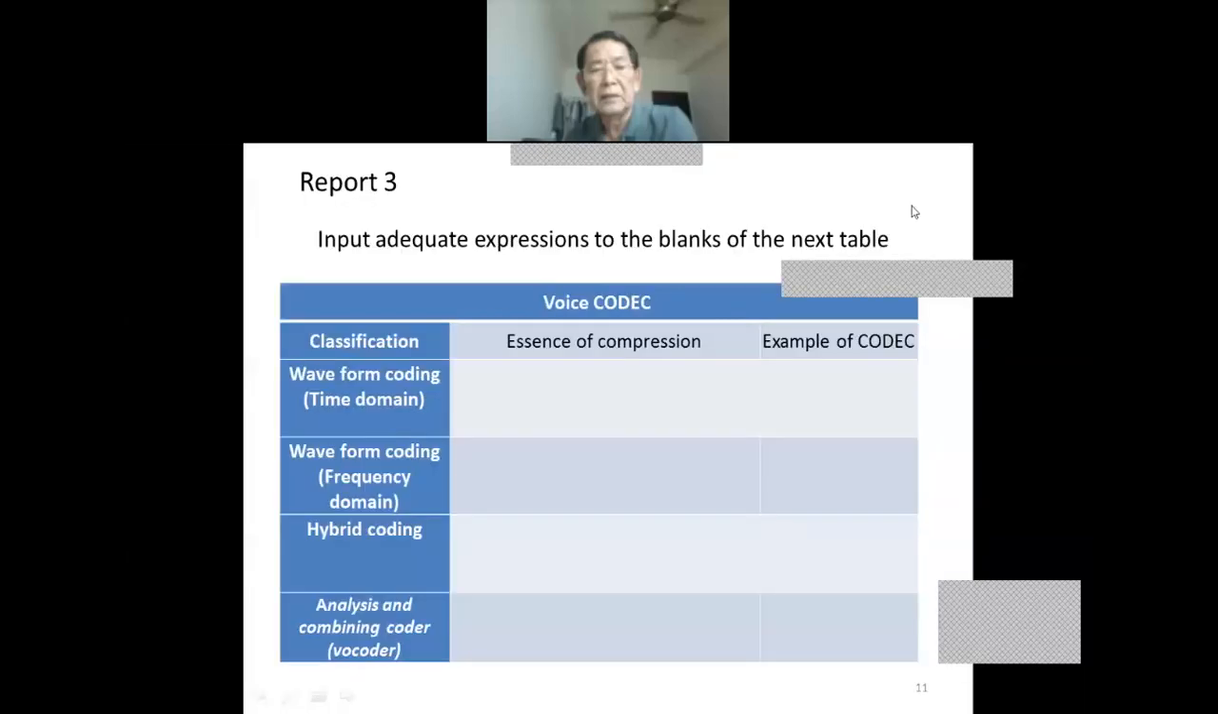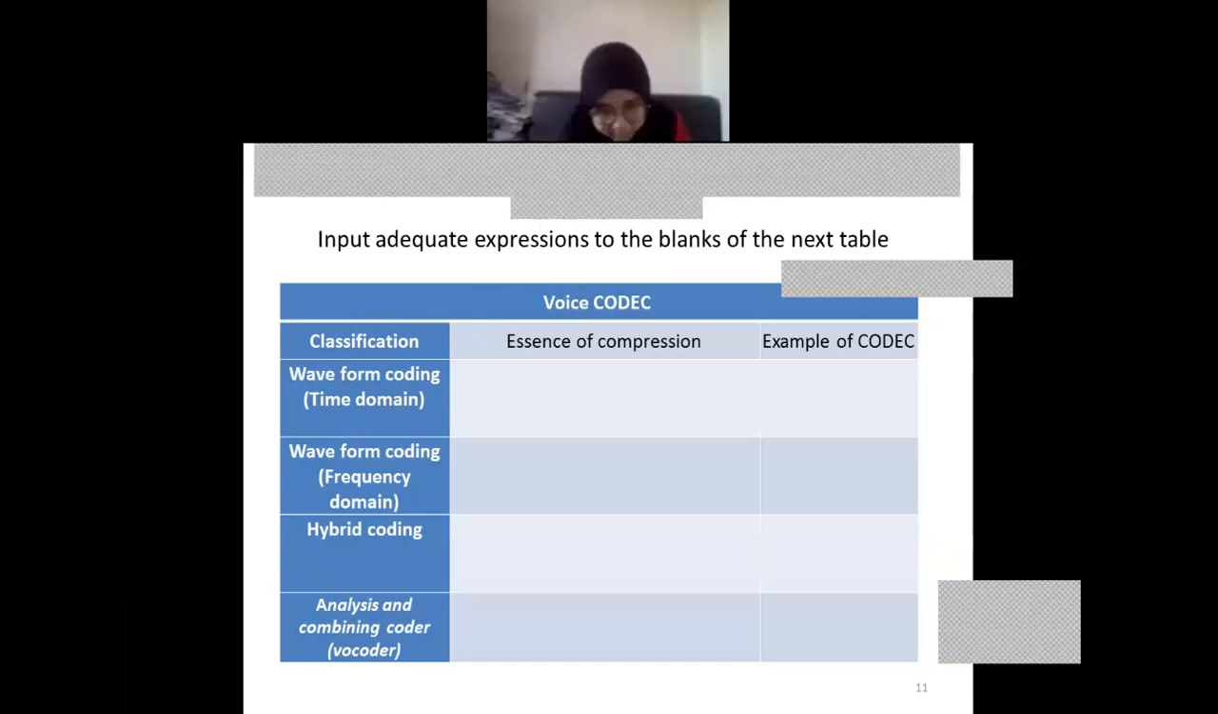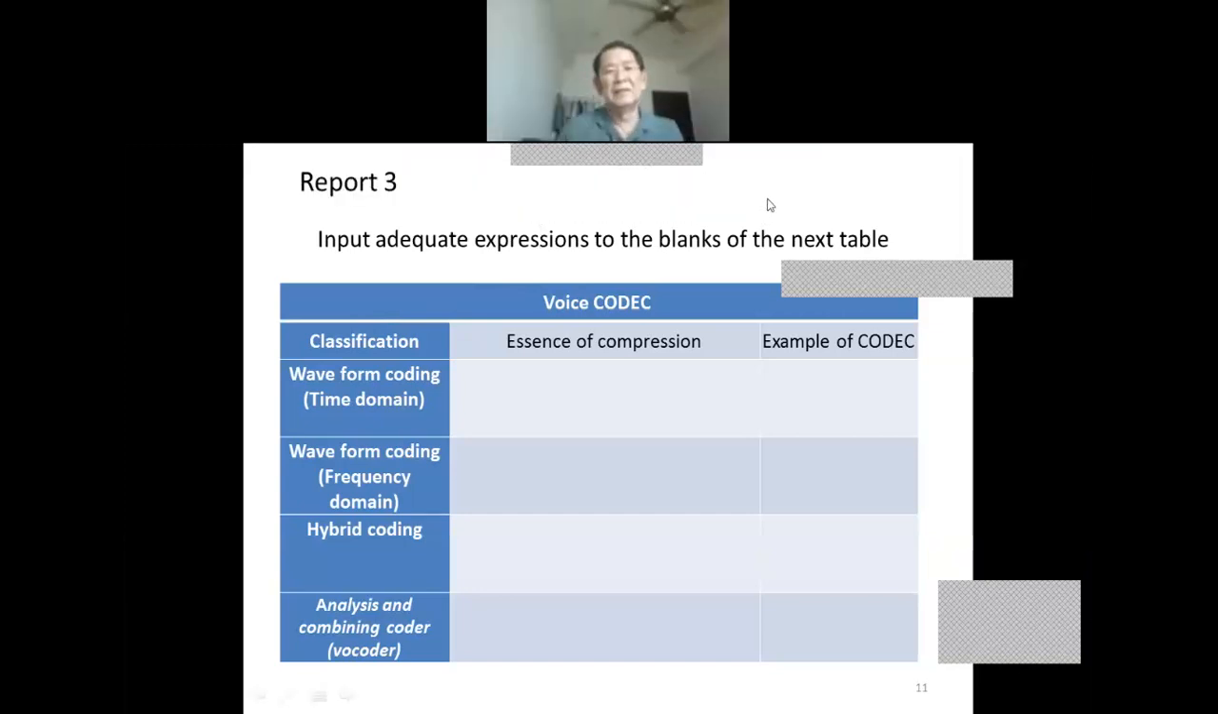Can you understand this question? Yes, Sensei. So this is level 3. Please explain all methods by your understanding. Okay, if you understand this question, then I would like to finish today's lecture. Do you have some question? How to answer? No question, Sensei.